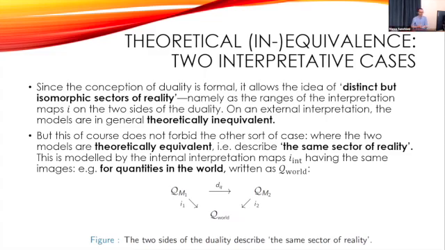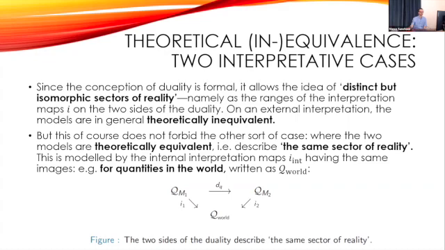So therefore, we have two interpretative cases. We have the usual case of distinct but isomorphic sectors of reality, where we have two different interpretations, for example, two external interpretations that disagree with each other. In that case, the theories are theoretically inequivalent. But of course, that doesn't forbid the other sort of case that we are after, where we have two theories that are theoretically equivalent, so they describe the same sector of reality. And this is what is modeled by the internal interpretation.